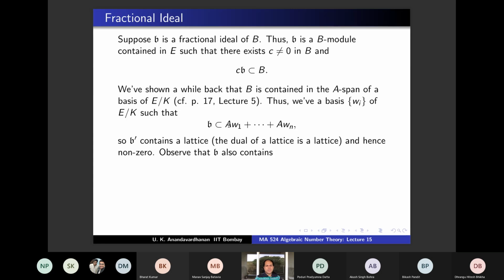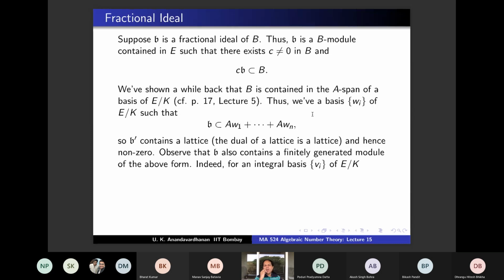Here we use the fact that B is contained inside a lattice, but B also contains a lattice. B contains a finitely generated module of this form. Why is that? That's also not difficult. You take an integral basis V_i of E over K. What is an integral basis? It's a basis of E over K, but all the V_i's are also in the ring of integers, in the integral closure. V_i also belong to B, and V_i is a basis. This is of course possible, right? You can take any basis and you can make the basis elements integral. How do you do that?